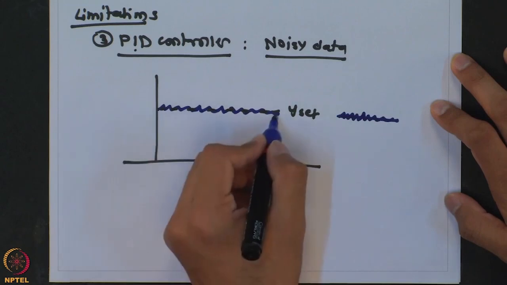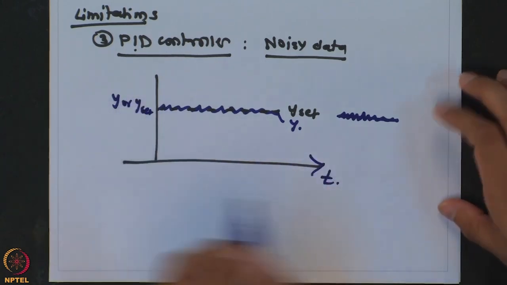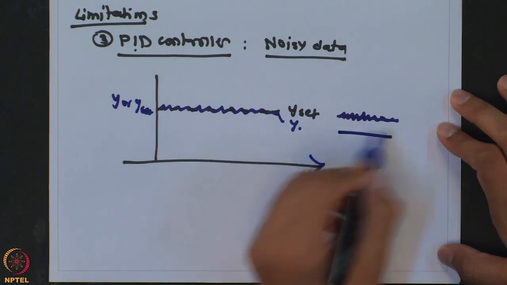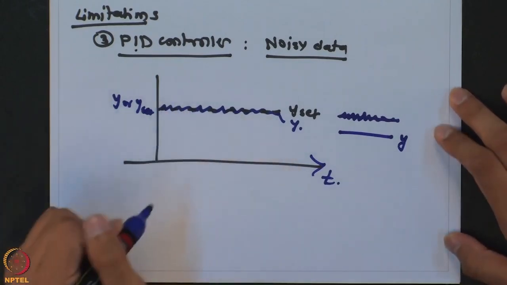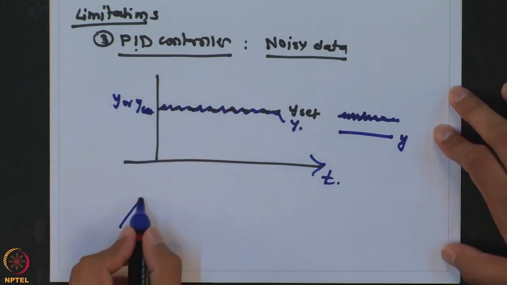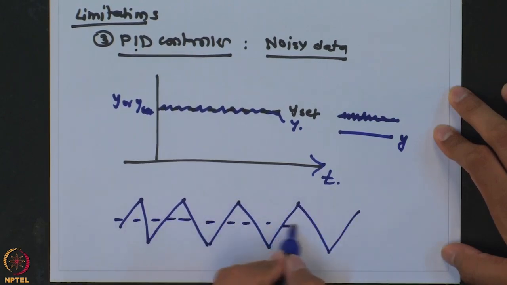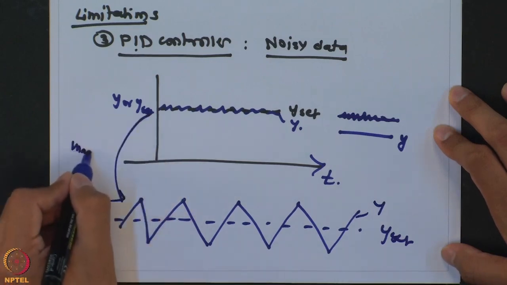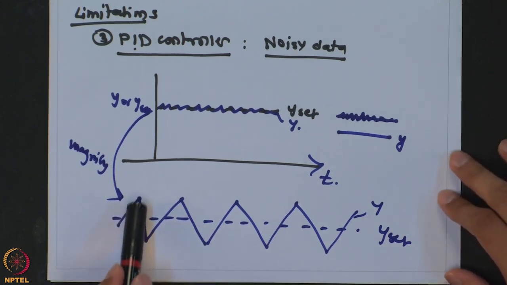So this Y is our output. If this is the plant which is given to you, would you take any action to remove these small wriggles and then make Y equal to Y set? In reality, you would not want your controller to take any action because of this. However, if you magnify this particular portion, what is happening is the system is continuously moving up and down from the set point. So this is just a magnified view of this. What you are going to see is, in general, the proportional controller is not going to take any action here because the magnitude of error is very small.